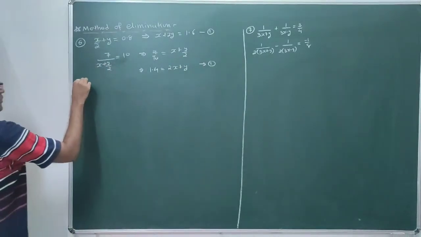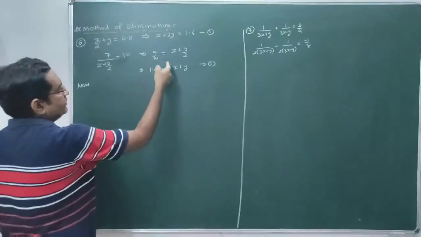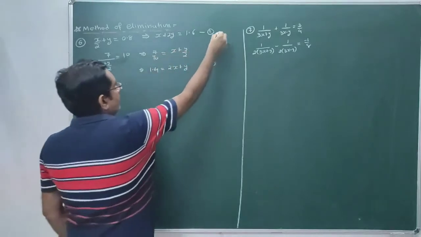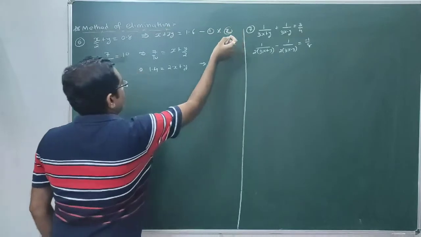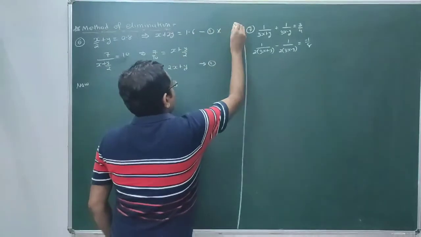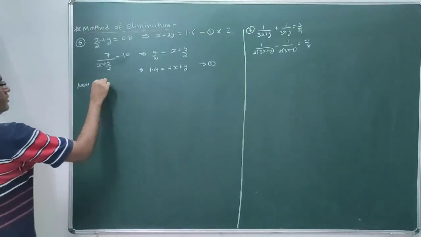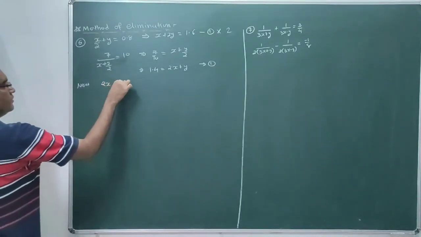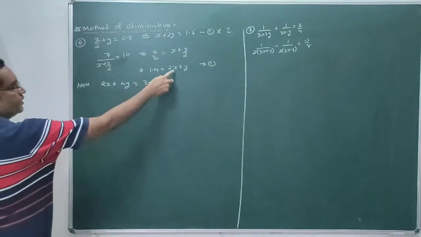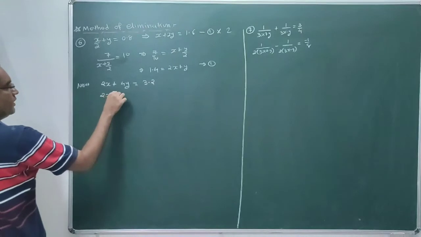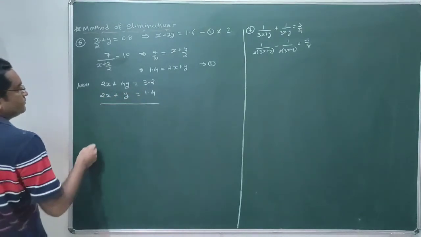So now for the elimination, what we are doing? We are making the coefficient of x equal. So multiply equation 1 with 2. Multiply equation 1 with 2, where 2 means a non-zero real number. So it's 2x plus 4y equal to 3.2. This one is 2x plus y equal to 1.4.